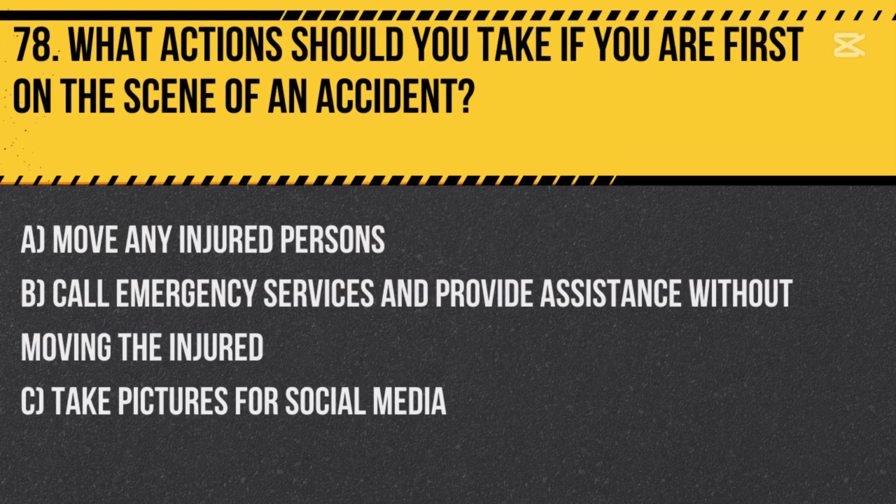Question 78. What actions should you take if you were first on the scene of an accident? A. Move any injured persons. B. Call emergency services and provide assistance without moving the injured. C. Take pictures for social media. Answer: B. Call emergency services and provide assistance without moving the injured. It's important to provide help while ensuring the safety of the injured until professional help arrives.